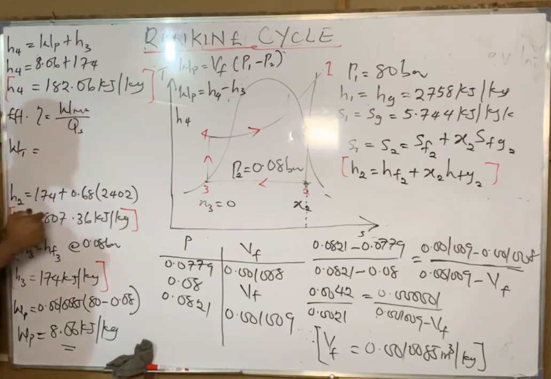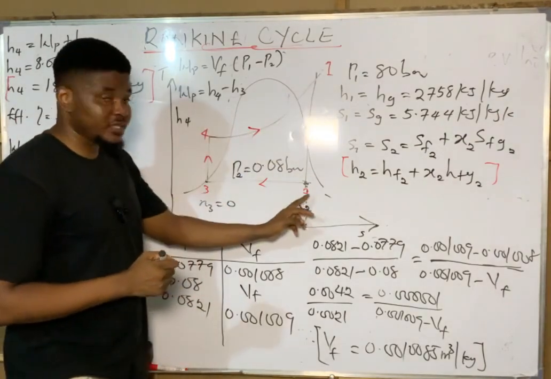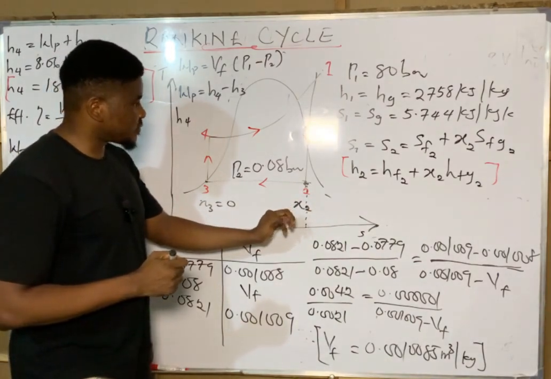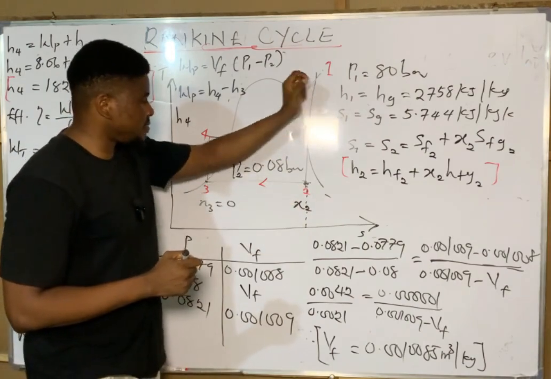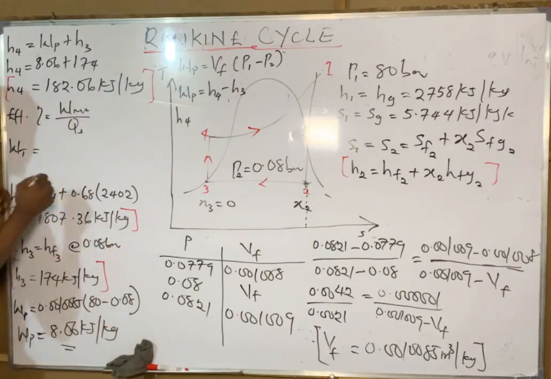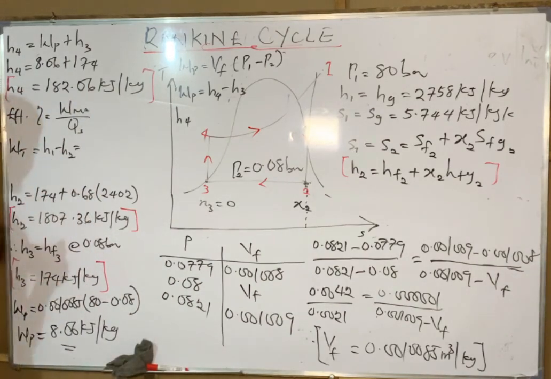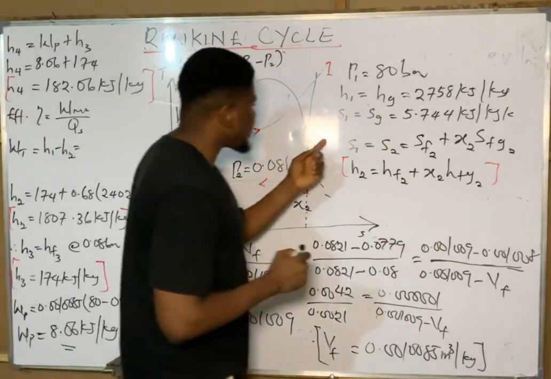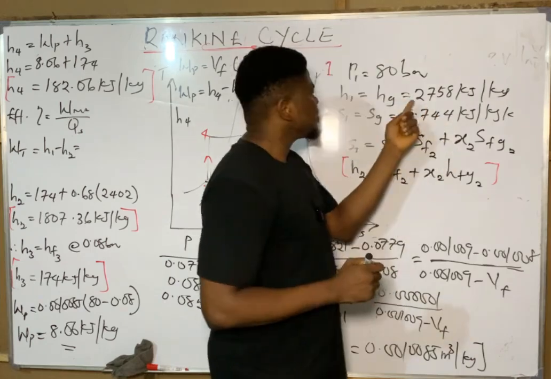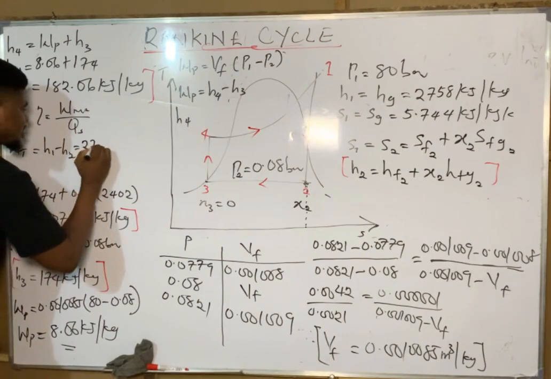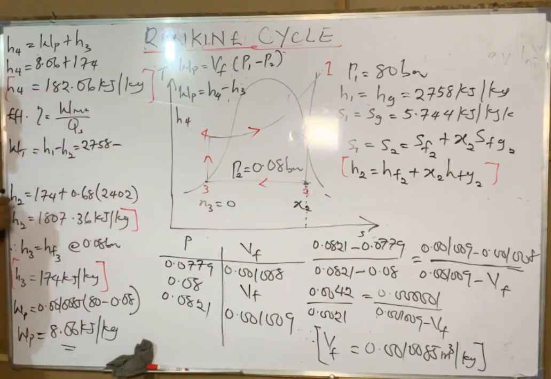Turbine work is simply between state 1 and state 2. It is the work removal from the turbine, and that work is positive. So it is simply H1 minus H2. Turbine work equals H1 minus H2, and our first enthalpy H1 has the value 2758. So we have 2758 minus H2, where H2 is 1807.36.